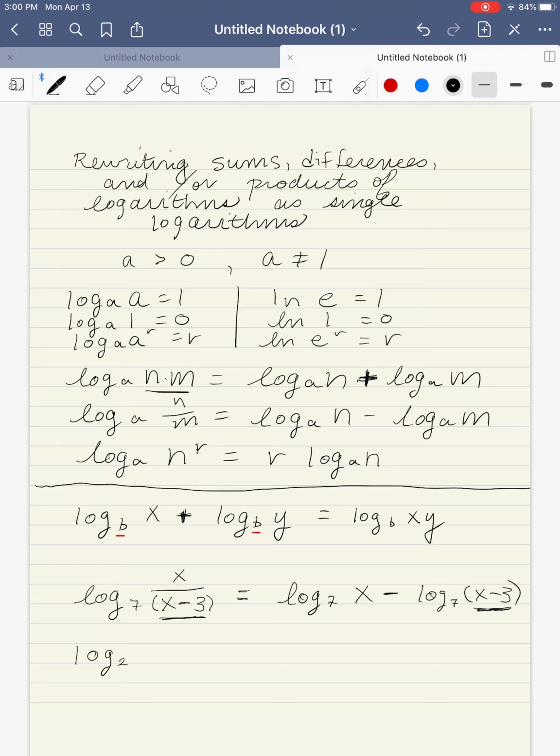Let's work on the opposite direction. Let's say that we have the logarithm base 2 of x plus 1 plus the logarithm base 2 of x minus 1. And I want you to rewrite that as a single logarithm. Pause the video and rewrite.